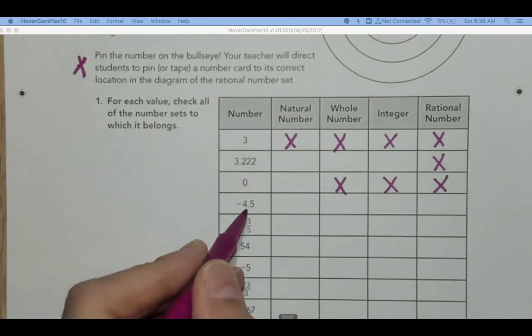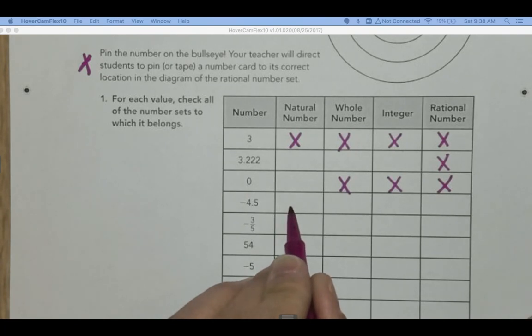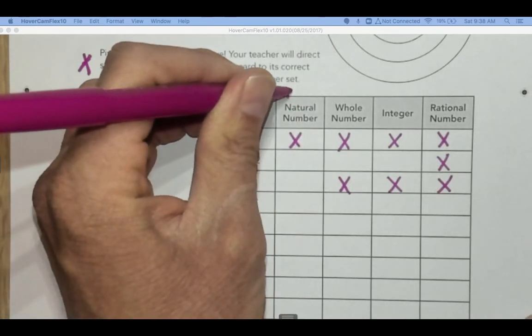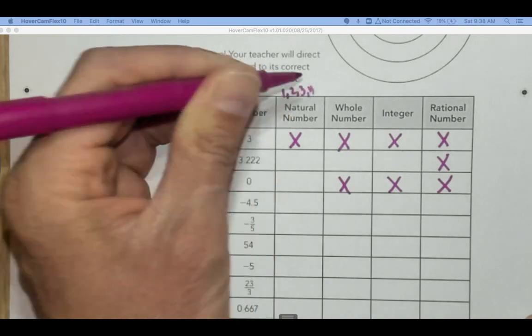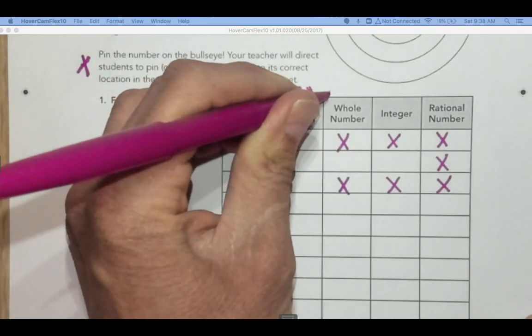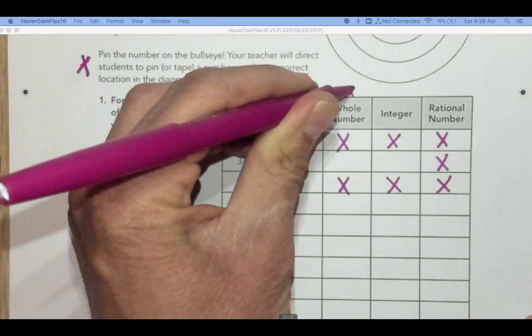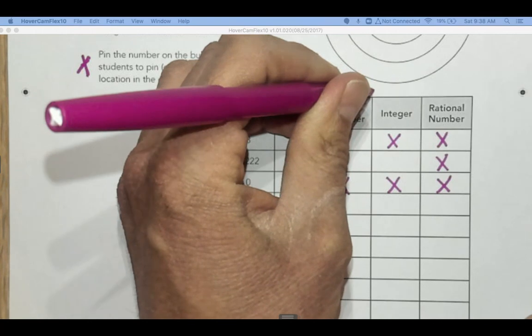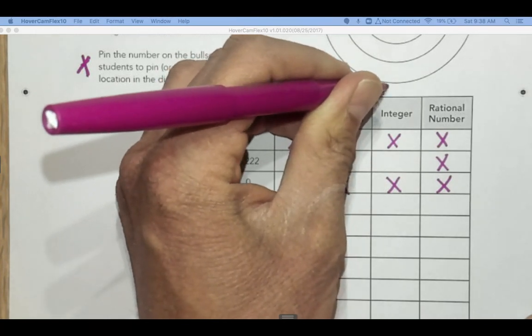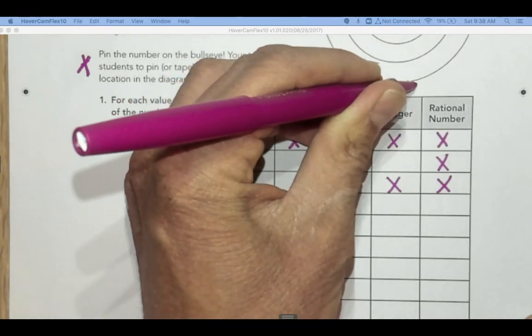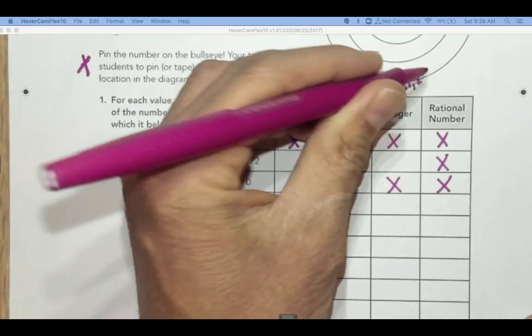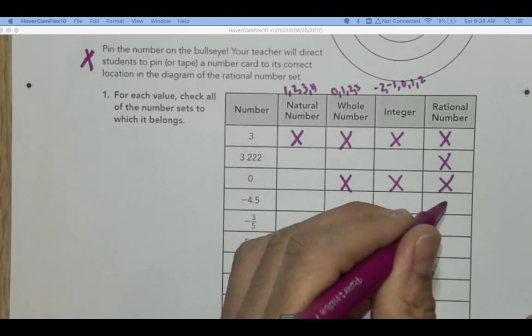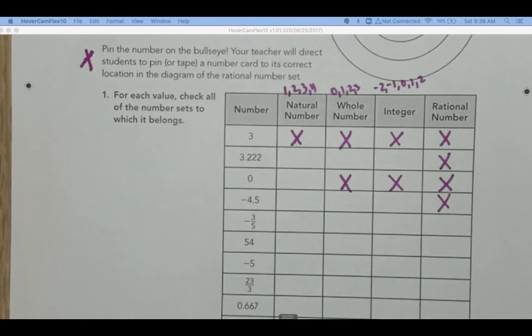Negative 4.5 is not a natural number, not 1, 2, 3, 4, 5. So natural numbers start at 1, and they're the counting numbers, they often say. A whole number starts at 0, and then it's 1, 2, 3, and so that's not negative 4.5. An integer can be a negative whole number or 0 or a positive whole number, and so this is not that, but it is a rational number because it's a negative decimal, and it can be written as a fraction.